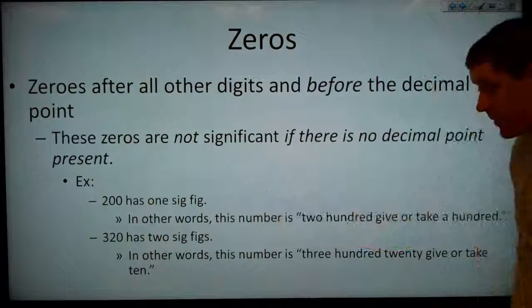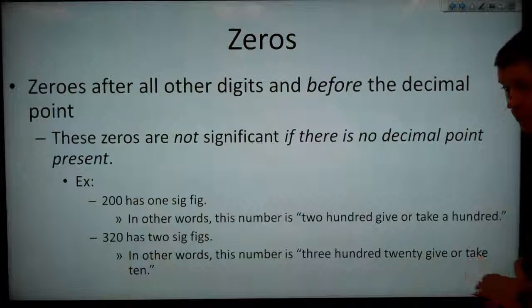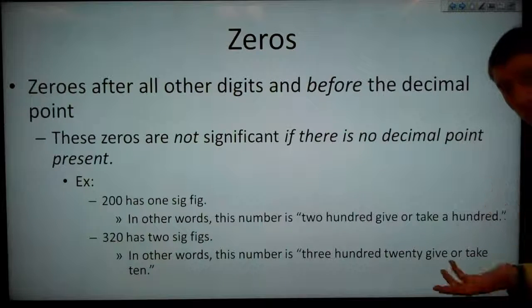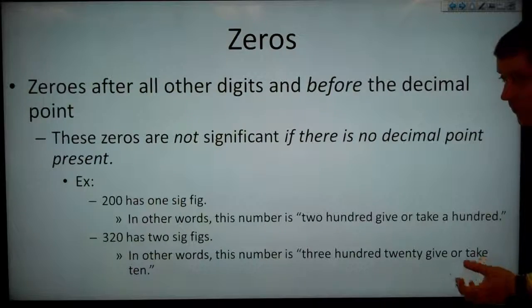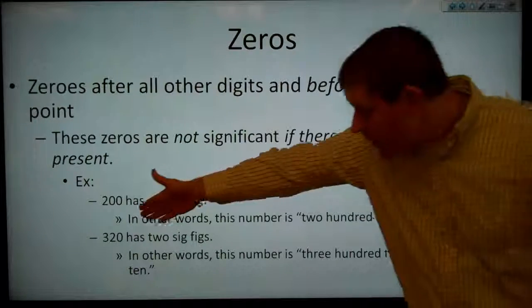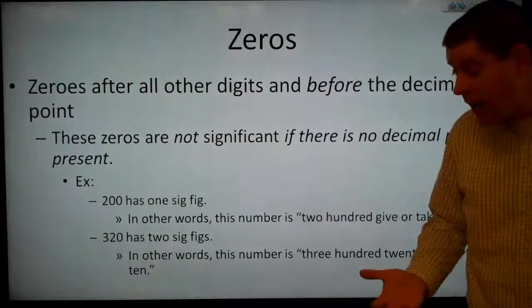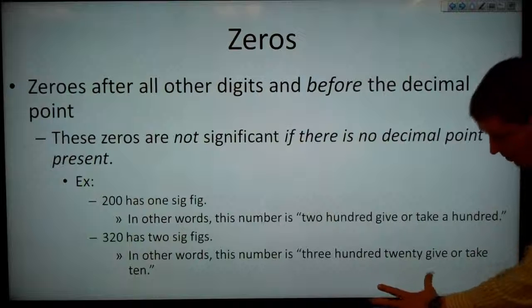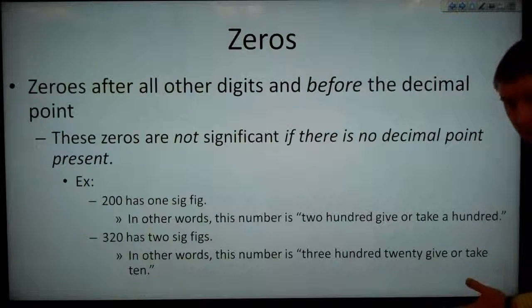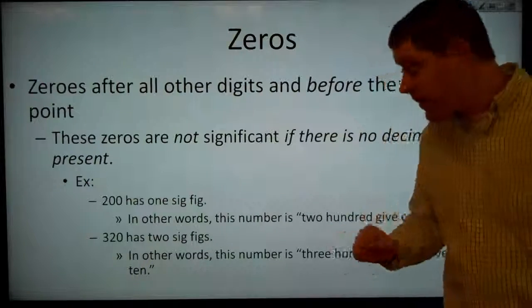In other words, this number is saying 200, give or take 100, which we really mean somewhere between 100 and 300. This is an estimate, basically. On the other hand, 320 has 2 sig figs. We're still not counting that 0 because there's, again, no decimal point. And this number is basically saying 320, give or take 10. So somewhere between 310 and 330.